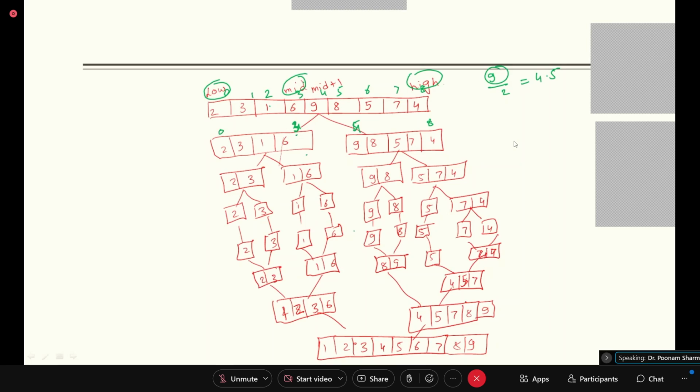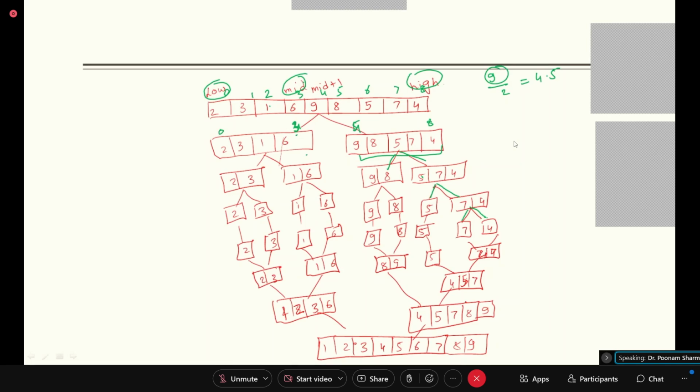Okay, so this way we will go on identifying the values. Here also you can see when it is 5, then it is split into 2 and 3. Here also when it is 3, it is split into 1 and 2. And then further 2 is divided into 1 and 1.